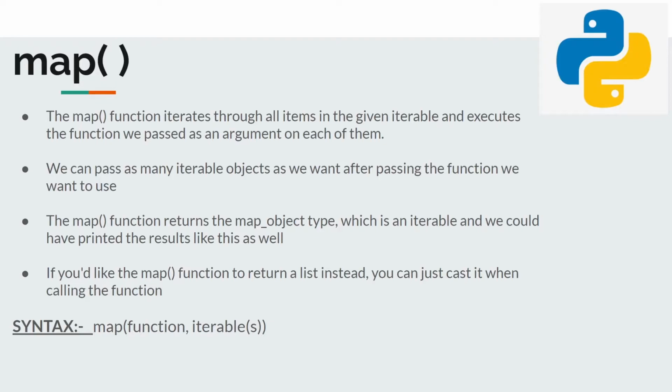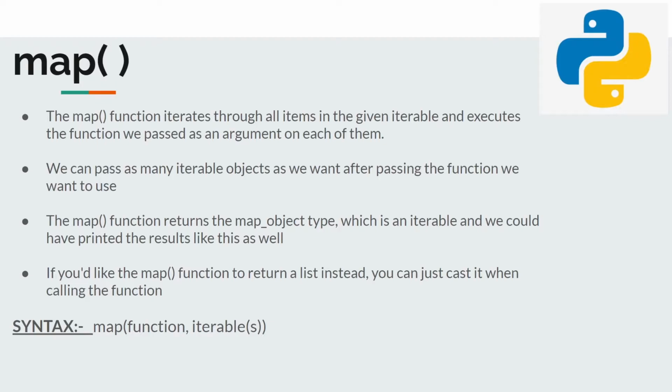Here the map function returns the map object type, which is an iterable, and we could have printed the results like this as well. If you'd like the map function to return a list instead, you can just cast it when calling the function. Here you can use the traditional for loop to get the following output, or else you can use a list instead to get the output. So here is the syntax for the map function: map, followed by parentheses, function, comma, iterables.